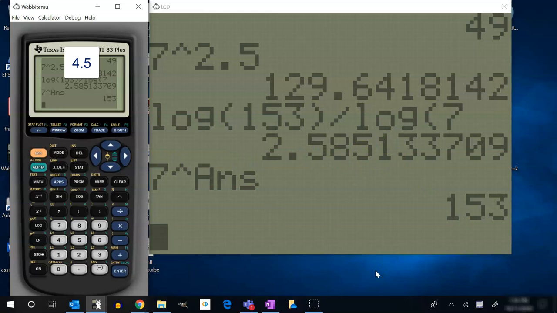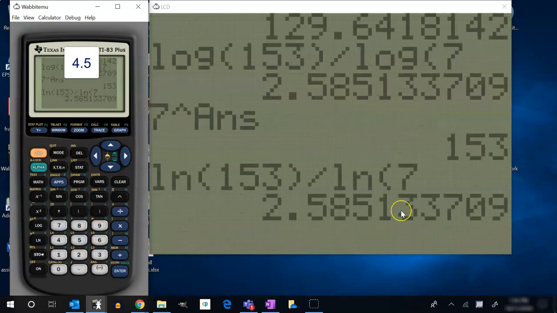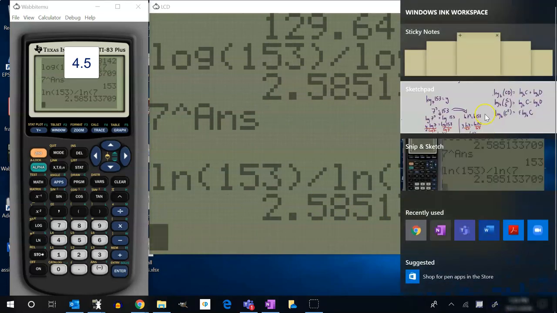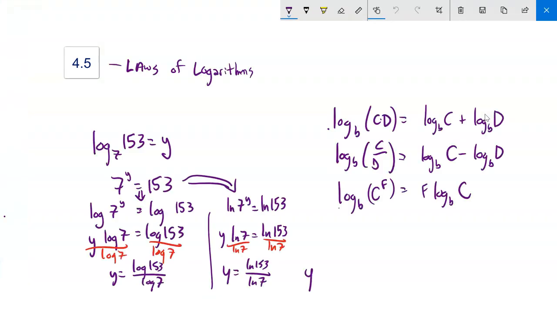And you know how I ran that parallel thing on the other side with natural log? That means I could get it by going natural log of 153, close off the parentheses, and divide by natural log of 7, and get the same answer. So I'm going to say about 2.585. Notice what happened, and this would happen even if we had different numbers here: we'd still end up with log of whatever was here, divided by log of the base. Or natural log of whatever was there, that input, divided by natural log of the base.